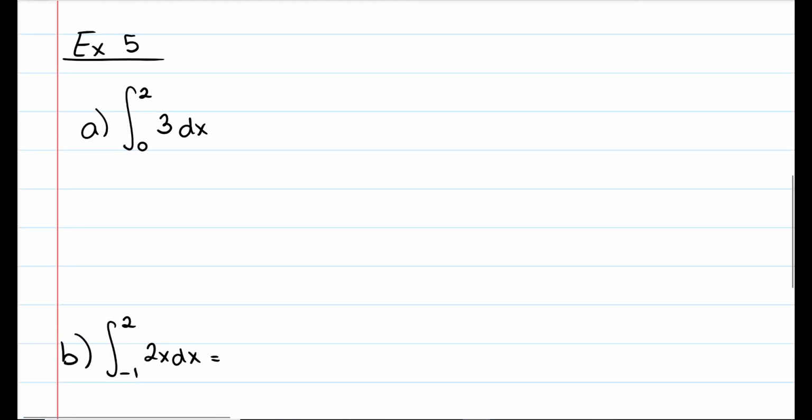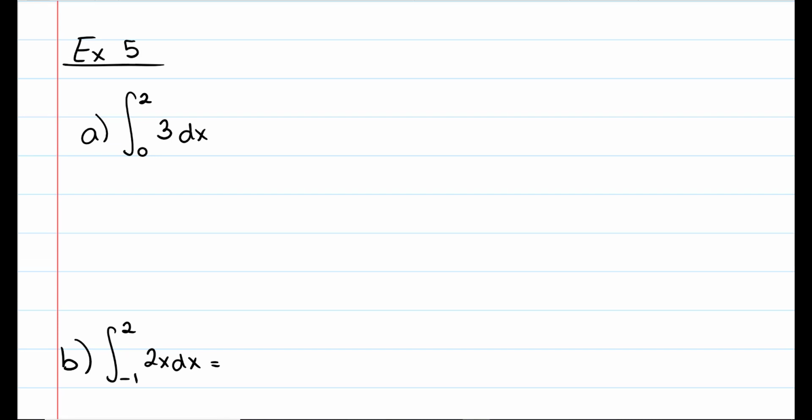Let's use our new properties to evaluate the integral. So here we go. The integral from 0 to 2 of 3 dx. So first we need to identify a couple things. This is going to be a, and this is going to be b. So the integral then is going to be equal to 3x because it's just a constant, so it becomes 3x.